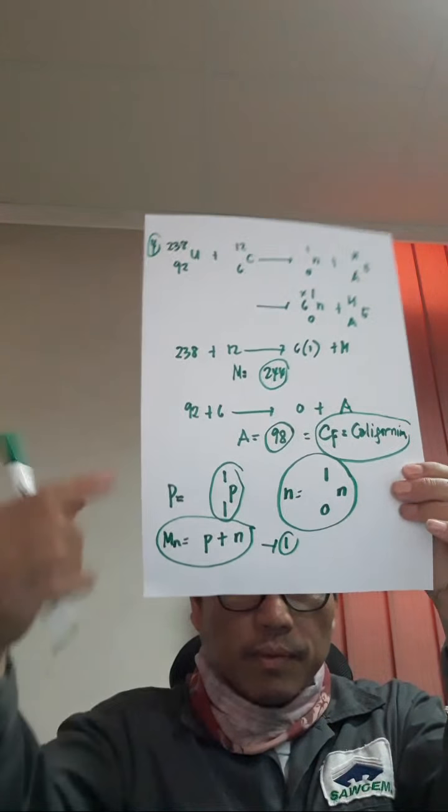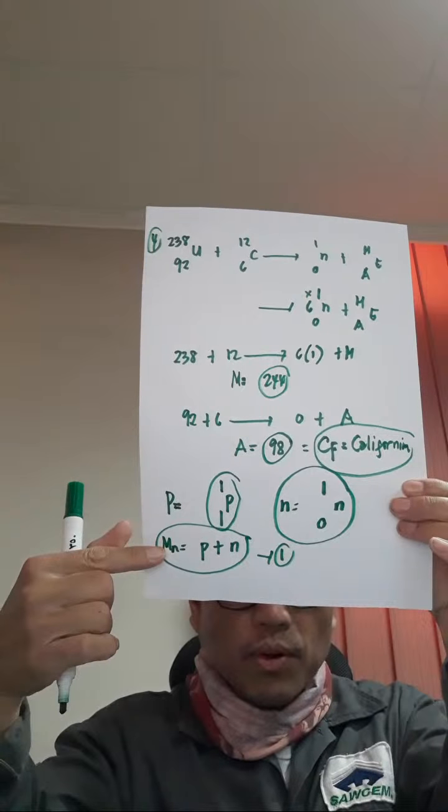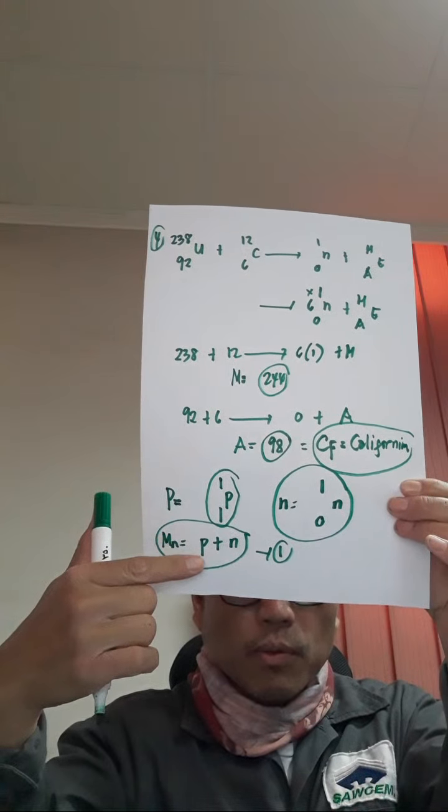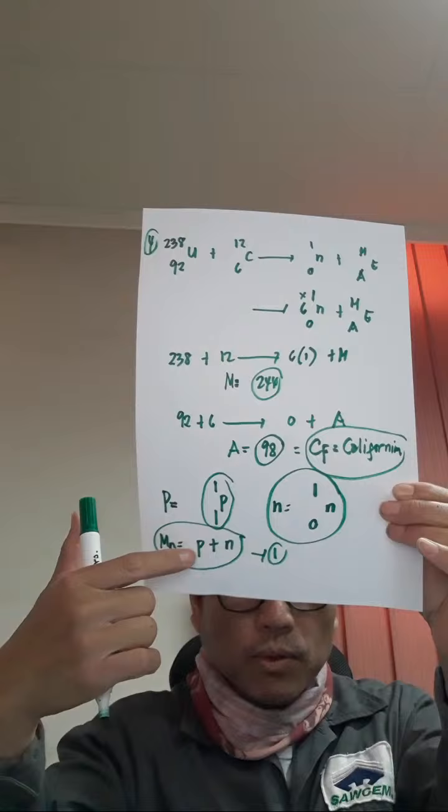So the formula will be: mass number is equal to the number of protons plus the number of neutrons. This one is equation 1.